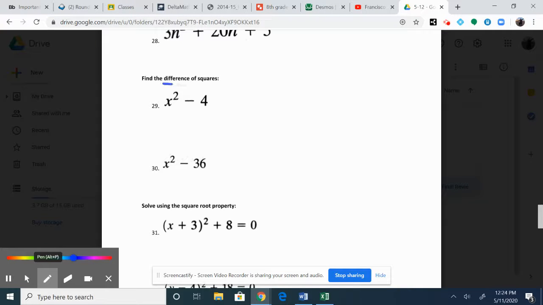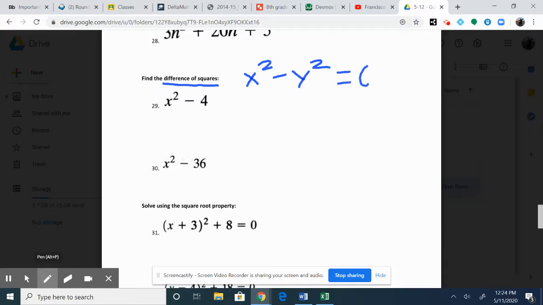So the difference of squares is just another way of factoring, which is very easy. All it is that if we can write something as x squared minus a number squared, in this case I just put y, but if we can write that, then the answer is going to be x plus y and x minus y. So x plus a number, x minus a number.